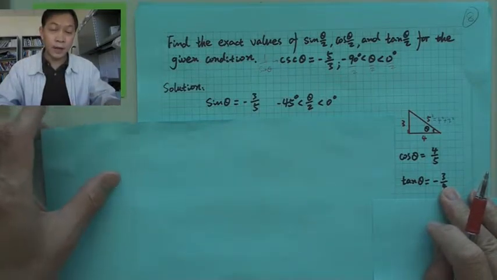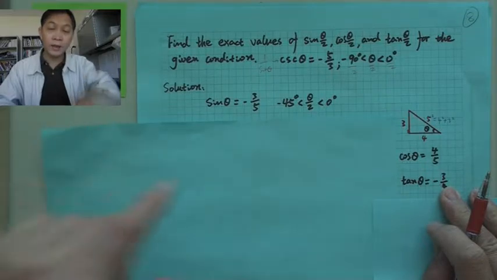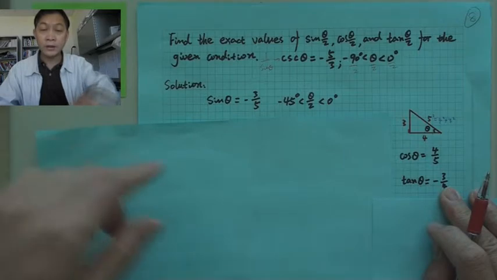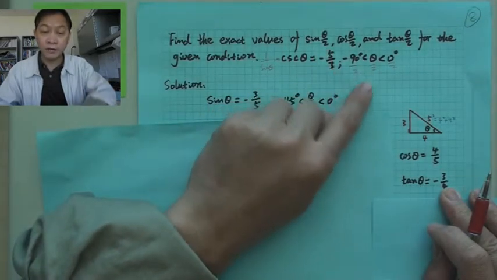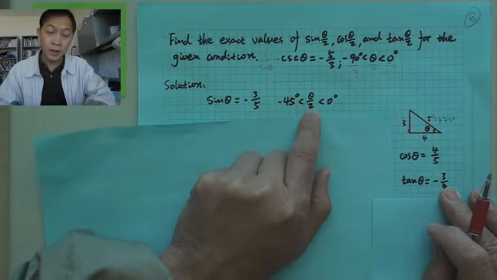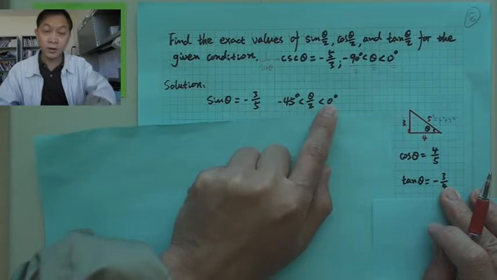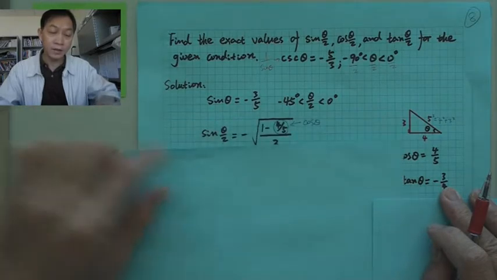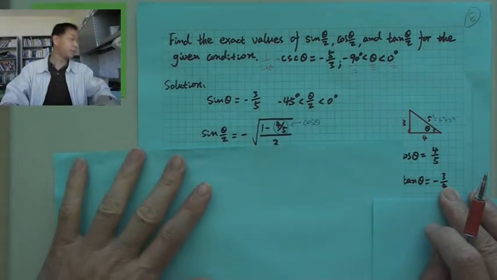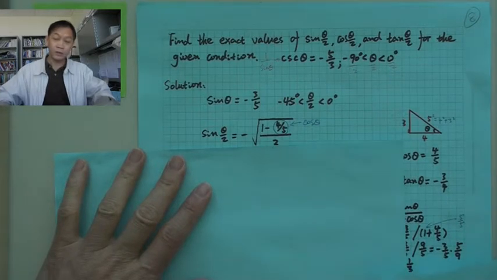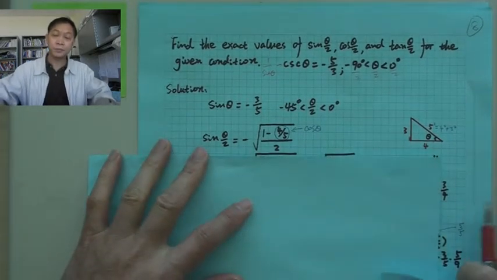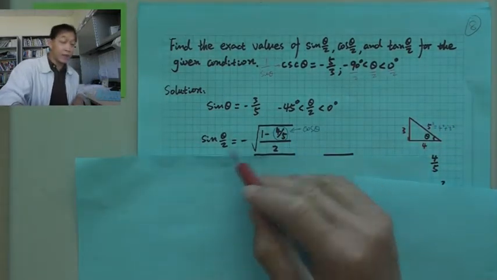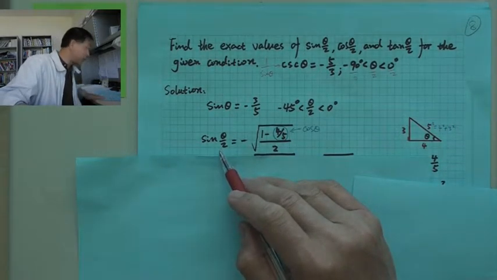Now, the first one we want to figure out is sine theta over 2. Again, sine theta over 2 for sure is negative, because theta over 2 is in the fourth quadrant. So sine theta over 2 has to be negative, and you choose negative for the formula. If you remember the formula, 1 minus cosine, you get sine.